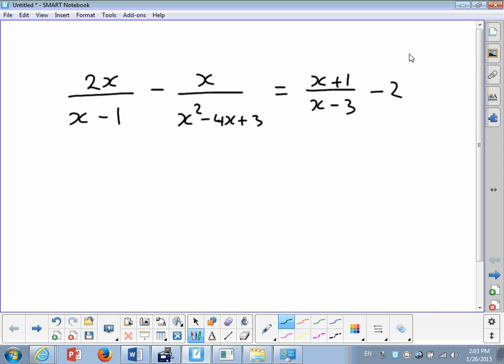So, I'm going to try to solve this equation. When I see a rational expression, I factor it. So I'm going to factor this thing as much as I can. It looks like only this part might factor. So I'm going to rewrite the rest.